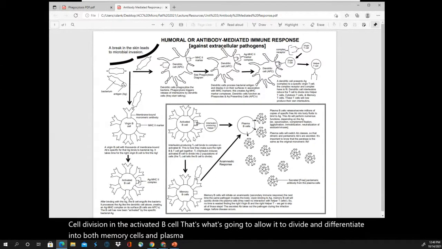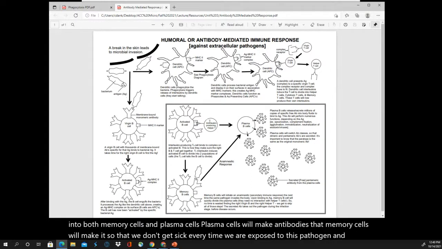Okay, the plasma cells will make antibodies, the memory cells will make it so that we don't get sick every time we are exposed to this pathogen in the future.